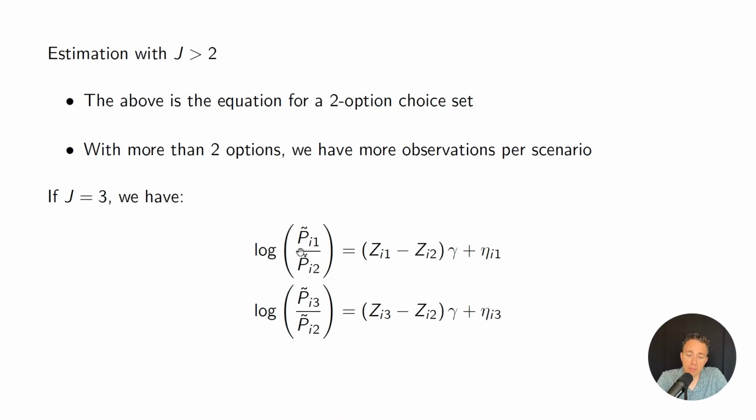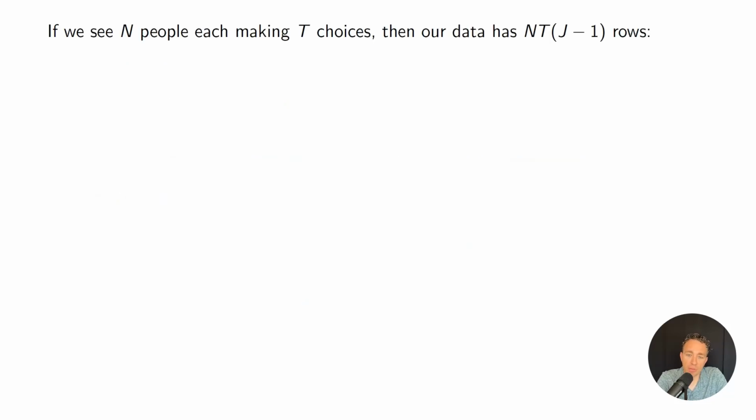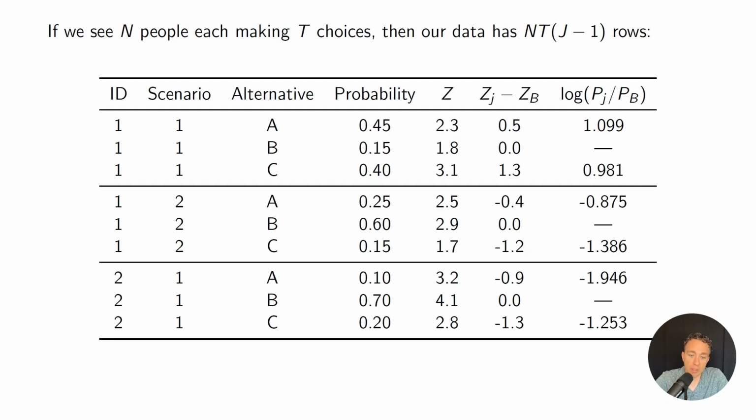And I say system of equations, but we're estimating the same gamma. And so what this really amounts to is just more observations per person per scenario. So if I have n people and they each make t choices or face t scenarios, then my data is going to have nt times J minus 1 rows. And it would look something like this.